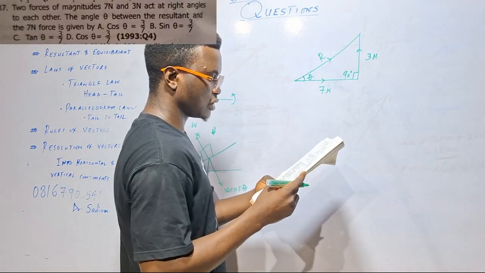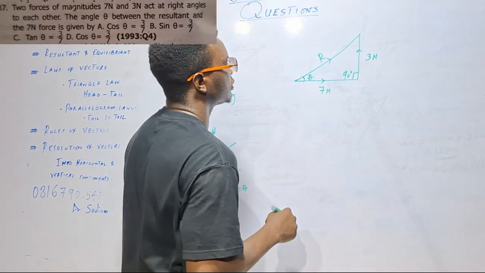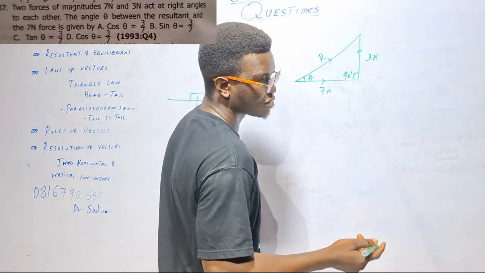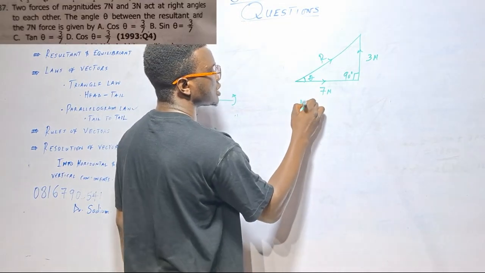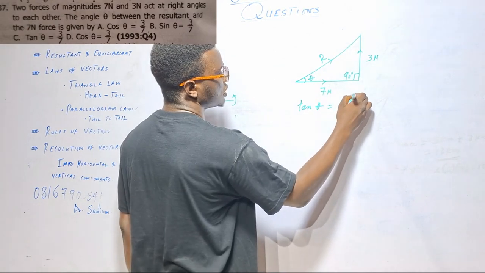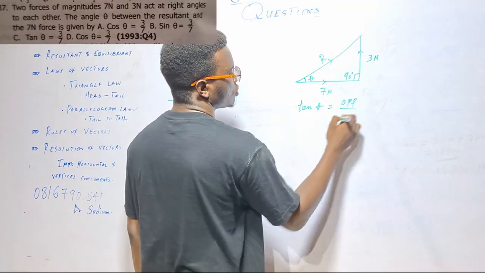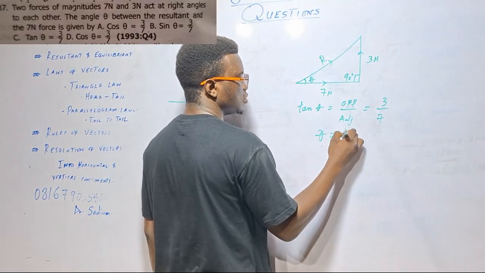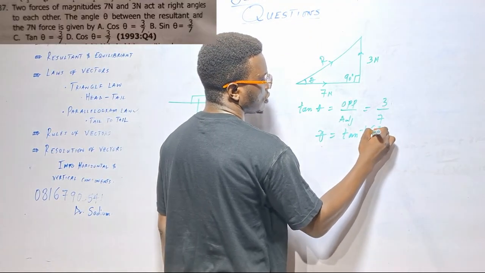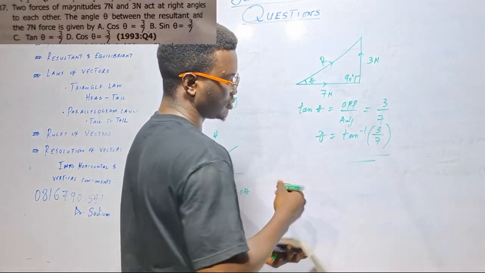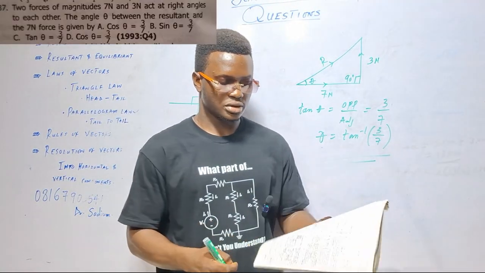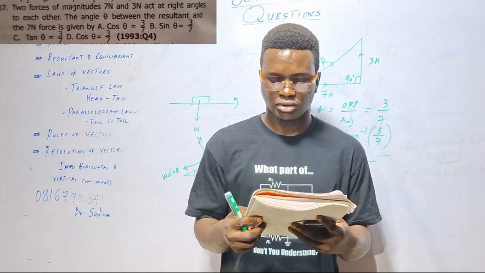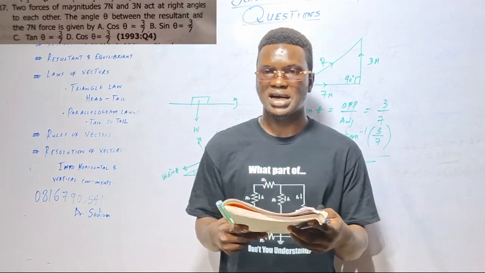Let's see what our options look like so that we know what to solve. Now to look for theta, we're solving with opposite and adjacent, so it is still using tan. Tan theta is equal to opposite over adjacent, which gives me 3 over 7. So theta is going to be arctan 3 over 7, and that is my answer. The options are cos theta equals 3 over 7, tan theta equals 3 over 7. So that is my right answer.